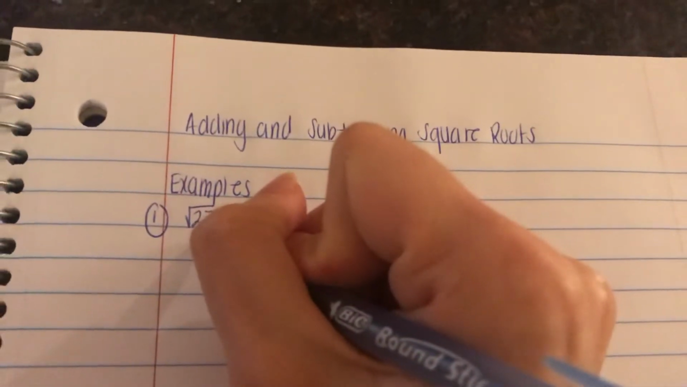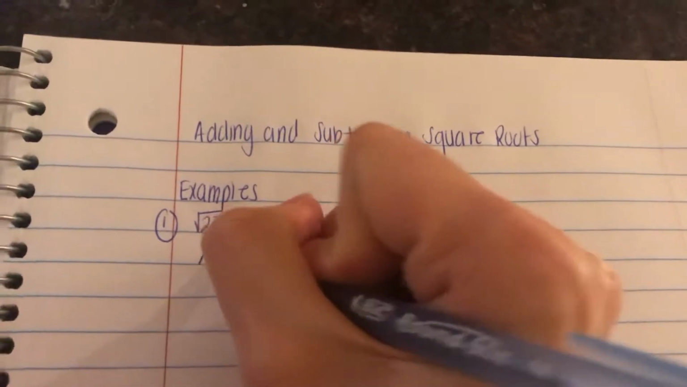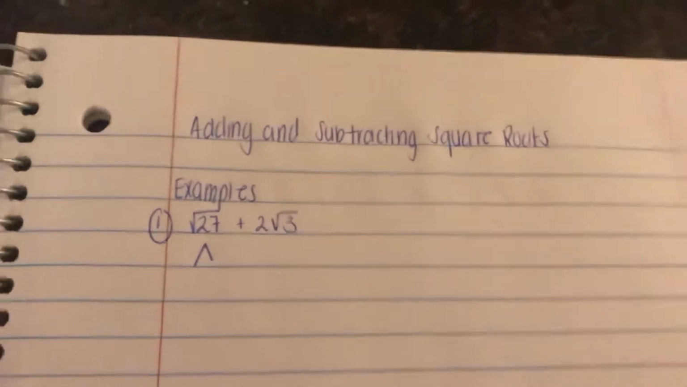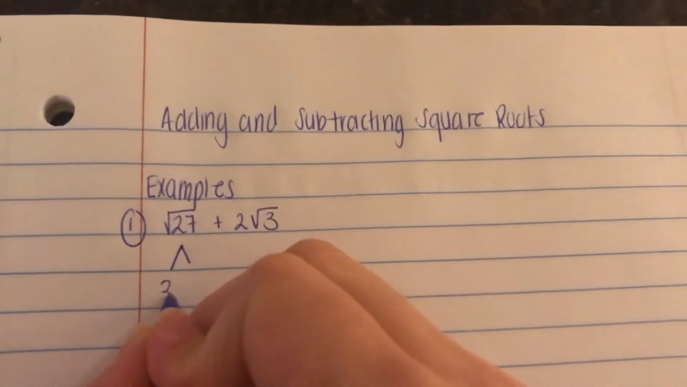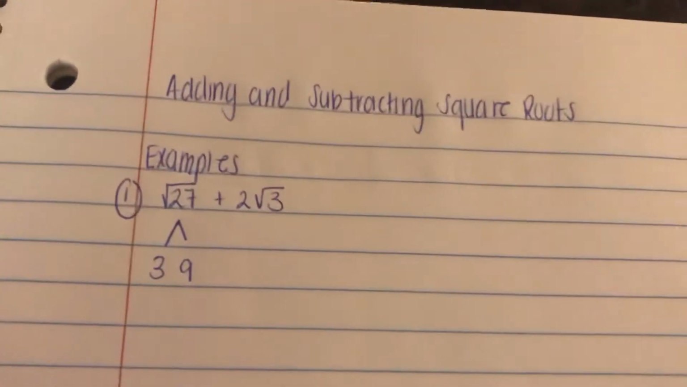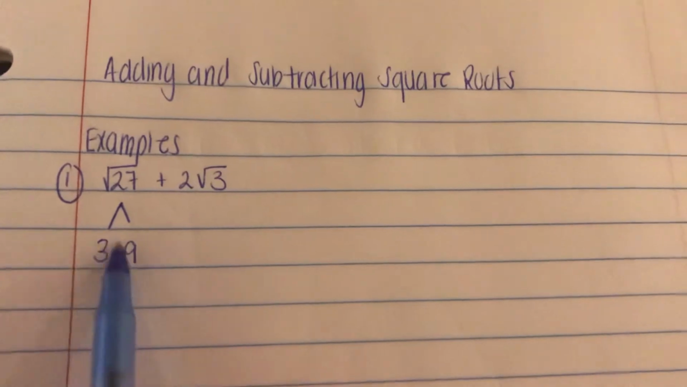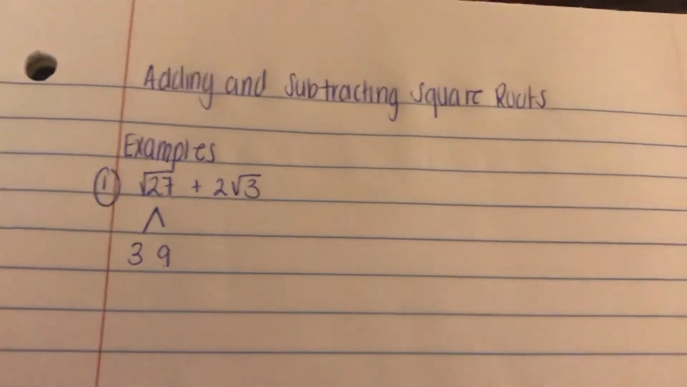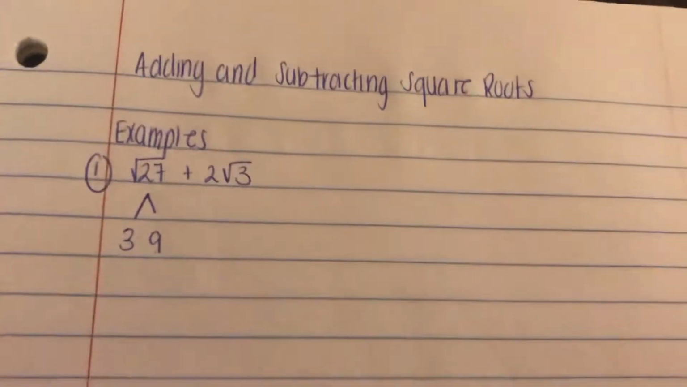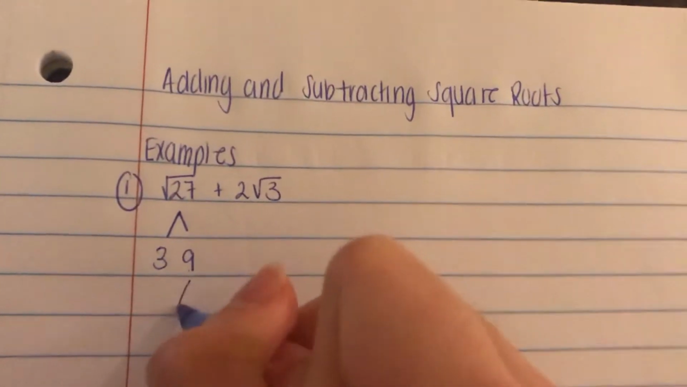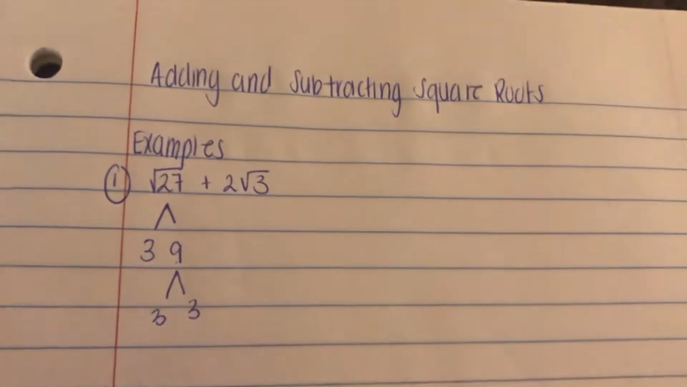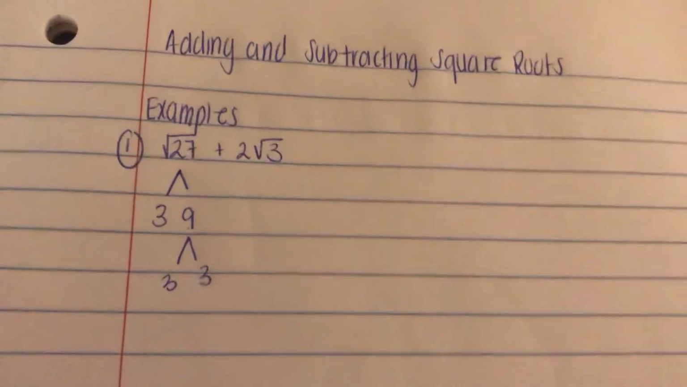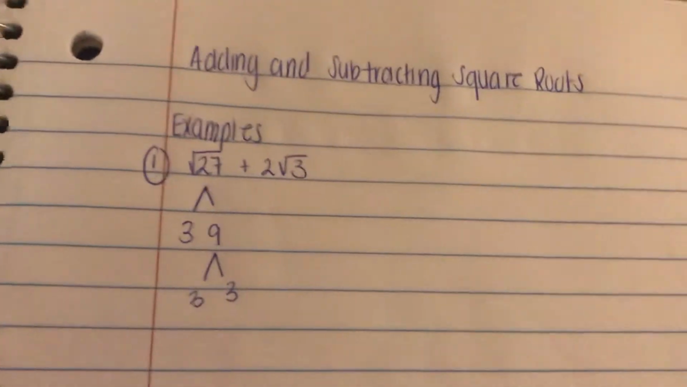So the square root of 27 can be split into, so let's look at factors of 27. Factors of 27, we can have 3 and 9, okay? 3 is a prime number, so we leave it alone. And now let's go to the 9. 9 is not a prime number, so we keep factoring. Factors of 9 are 3 and 3. 3 and 3 are prime numbers, so I am done with my prime factorization.